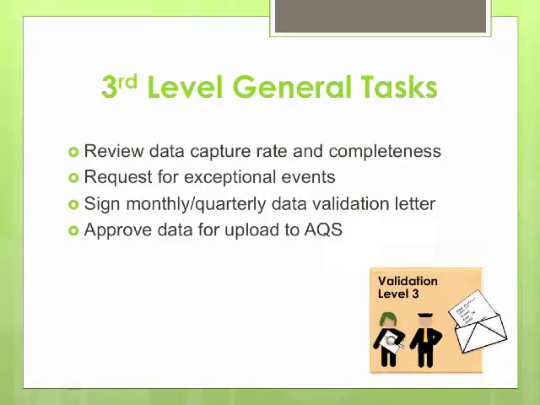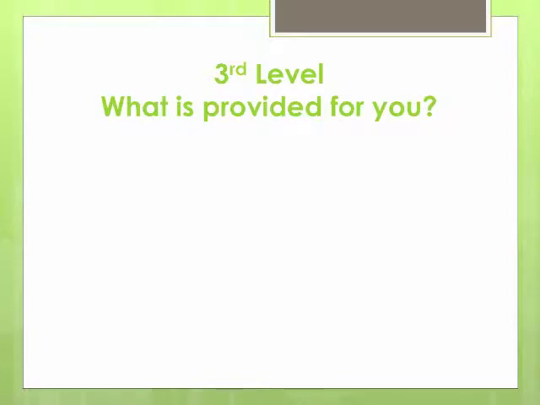Yeah. All right. So now take off that hat, and we're going to move back to level 3. Great. So thank you, Chris. Now that we went through level 1 and level 2, we're going to look at what level 3 does. So on your table, I put another package. And Reggie went through what you're supposed to be doing. You're looking at a higher level: data capture rates, completeness. Are there exceptional events that you want to flag for planning? Do you agree with those flags? You're approving the data to be uploaded into AQS.